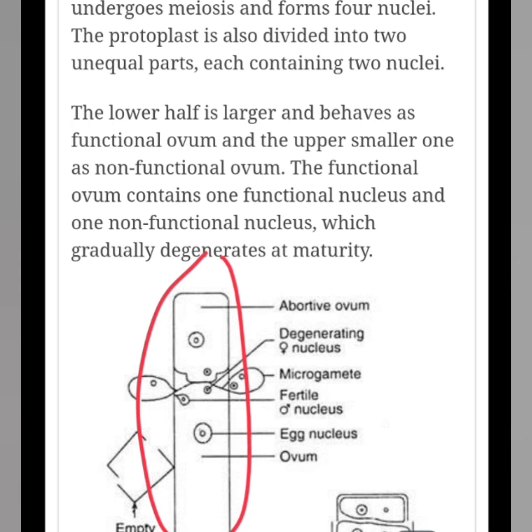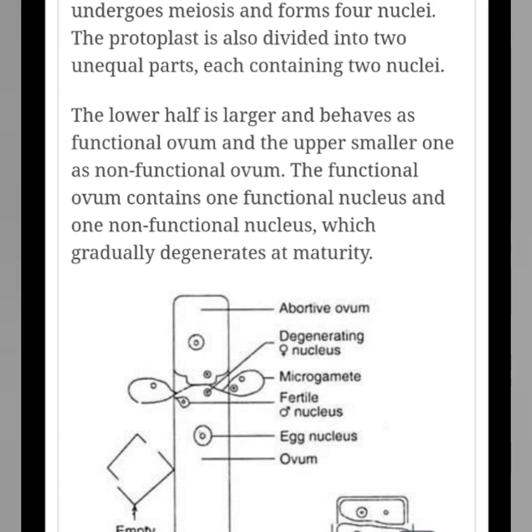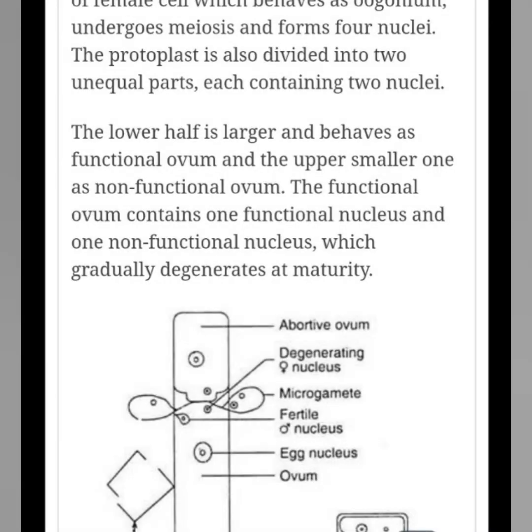And also just take a look at this portion here. Actually the protoplast also divides into 2 unequal parts. You can see this cell here is quite smaller and this is larger. So the protoplast also is dividing into 2 unequal parts, each containing 2 nuclei. Just take a look closely at this diagram here. You can see this is the first nucleus, this is the second nucleus, which is quite small. Here also we have 1, 2.